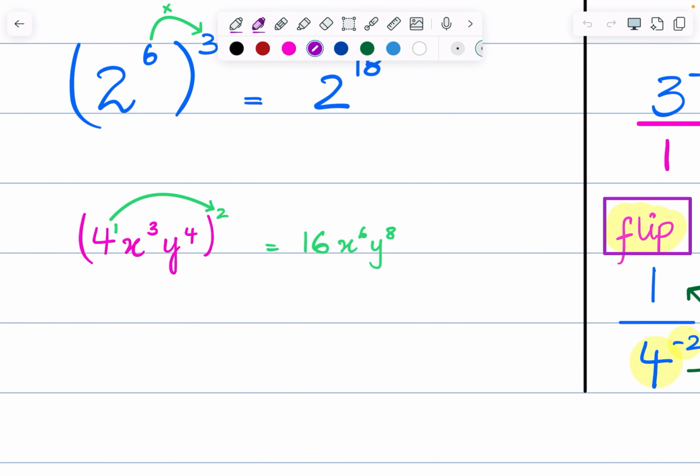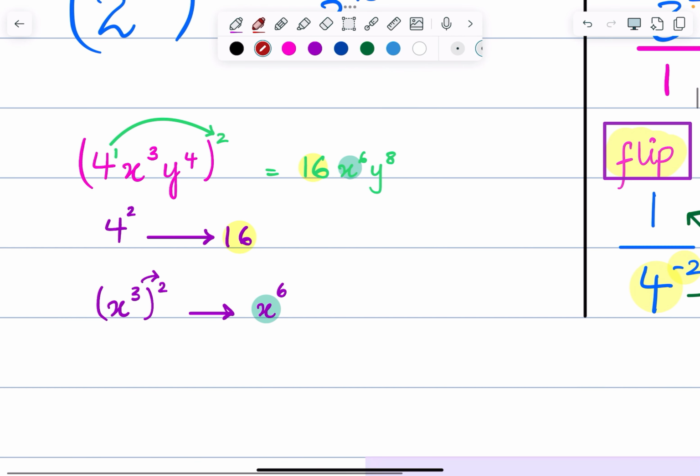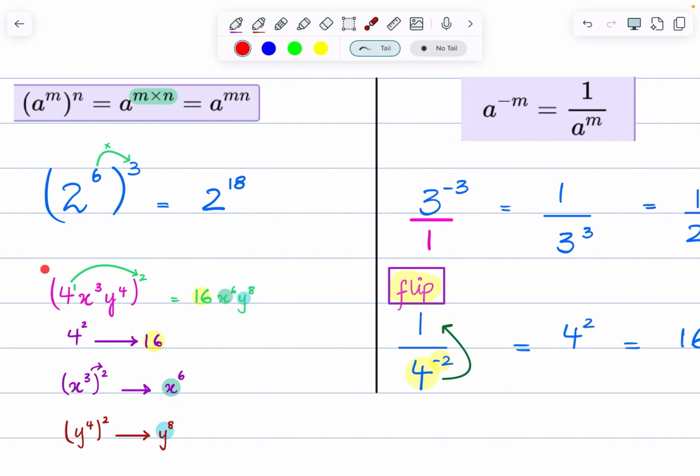It can be for you 4 square, which is 16. So hence this answer. Then it's going to be x cube whole power 2, which is going to multiply the powers with each other. So 3 times 2 is 6. So x to the power 6. Clear? Hence, this answer. Clear? And last but not least, it's going to be y to the power of 4 whole power 2, which should give you y to the power of 8. Hence, this answer, which is also right in front of you. Clear? It's usually a question like this.